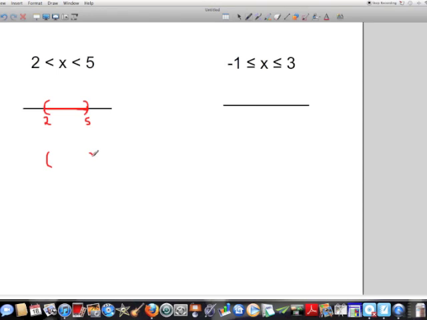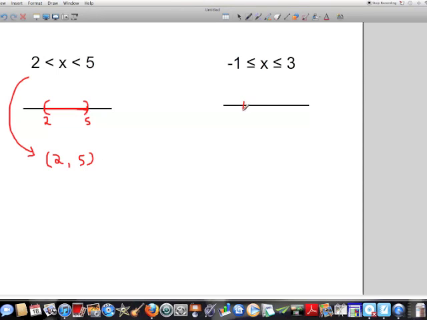This leads directly to the interval notation. Because the graph has parentheses on it, I'm going to use parentheses in my interval notation. My first number, or my leftmost number, is 2. My rightmost number is 5. That indicates that my interval notation is from 2 to 5. The curved parenthesis there means 2 itself is not part of the solution set, but every number between 2 and 5 is, with 5 itself not being part of the solution set.